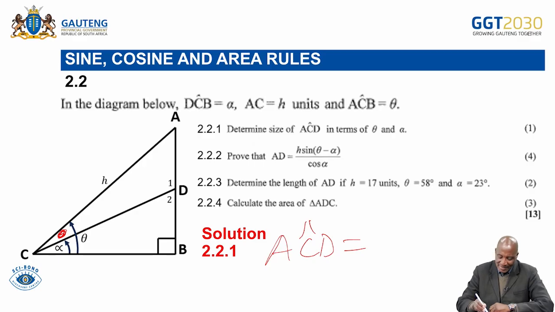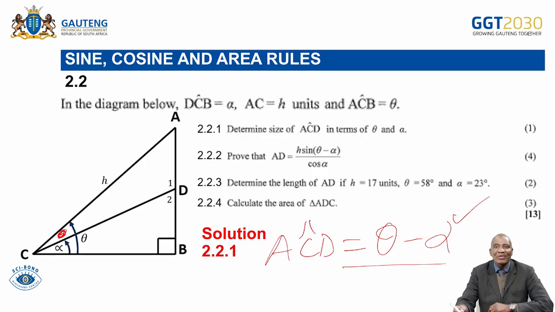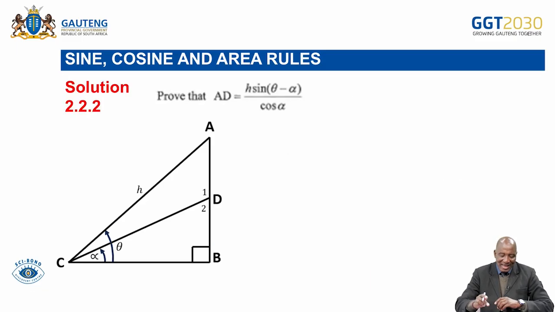Yes, thank you. Is it theta the bigger angle minus alpha the smaller angle? This will earn you 1 mark for that. Already you have a mark there. Then 2.2.2, prove that AD equals H sine theta minus alpha. Right, what I would suggest you do in this type of a question is to fill in all the angles that you can fill in. Let's fill in all the angles that we can fill in.